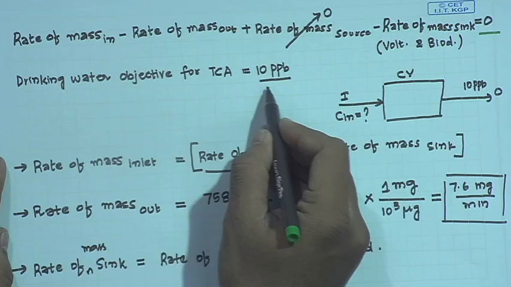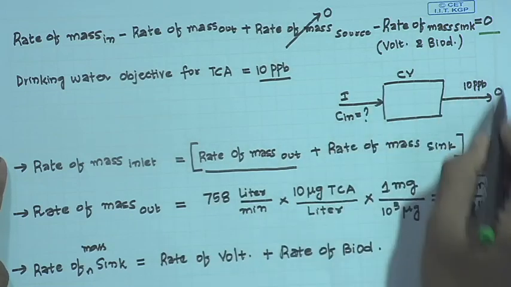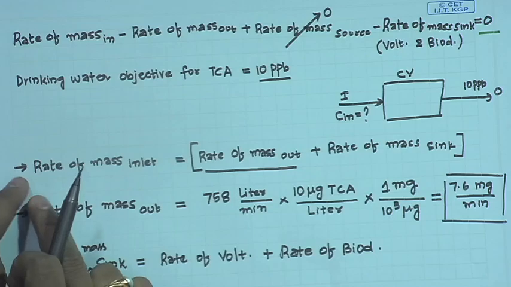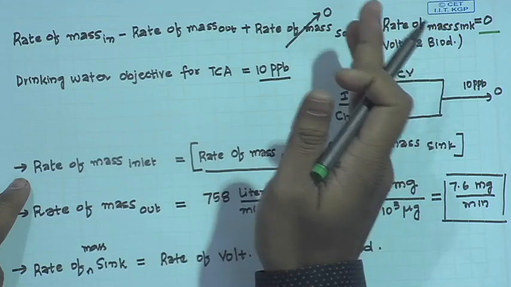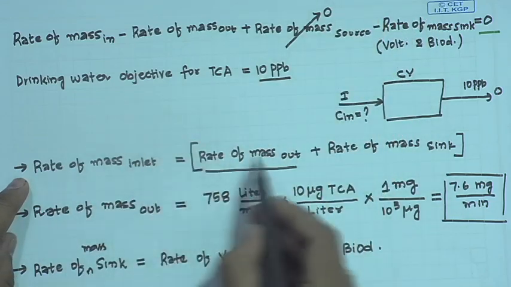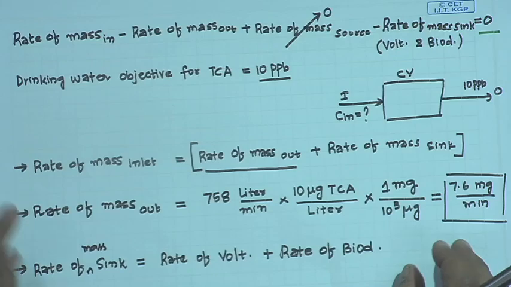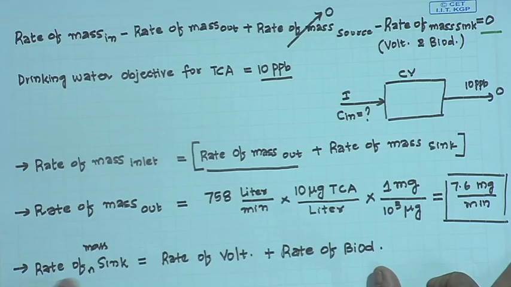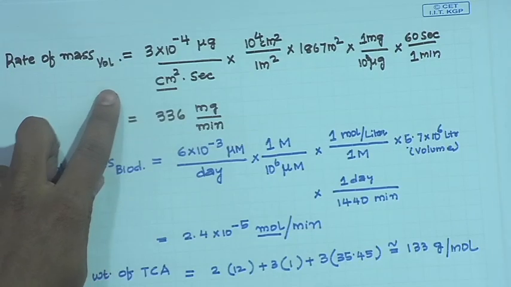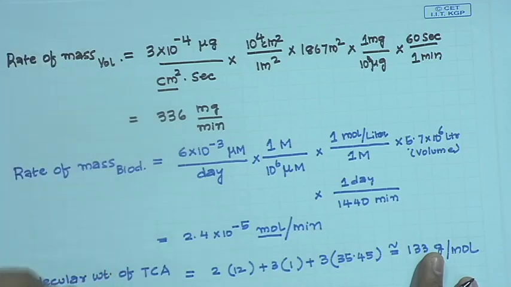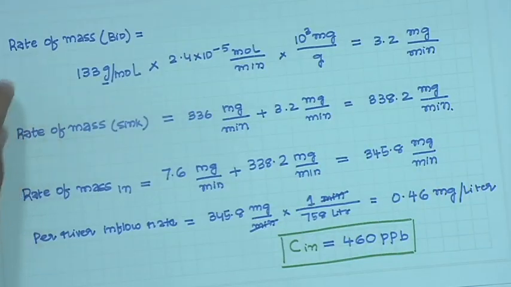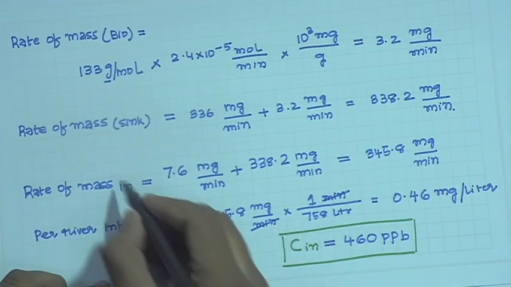Then we understood what our standards are and what we have to calculate, which has been taken from the diagram. Then we calculated the rate of mass inlet, transferring from left hand side to right hand side and checking what we have to calculate step by step. Then we calculated the rate of mass outlet, then the rate of mass sink, which was calculated from the rate of mass volatilization and rate of mass biodegradation. In each and every step we have to be very careful with the unit conversions. Then we moved on to the final calculation of the rate of mass at the inlet.